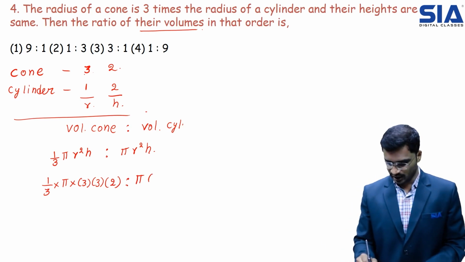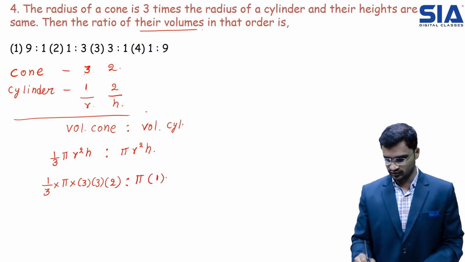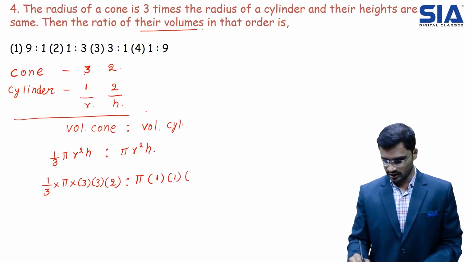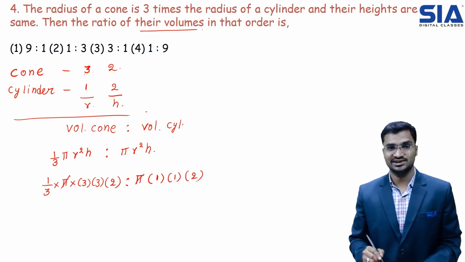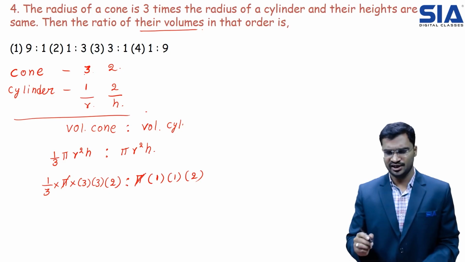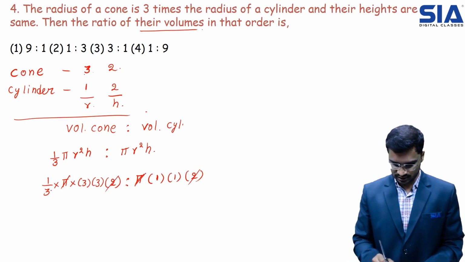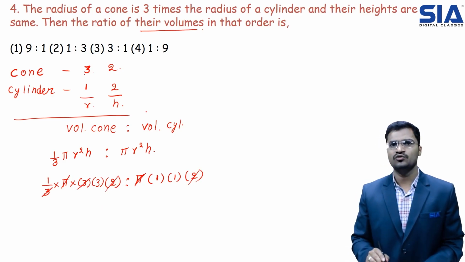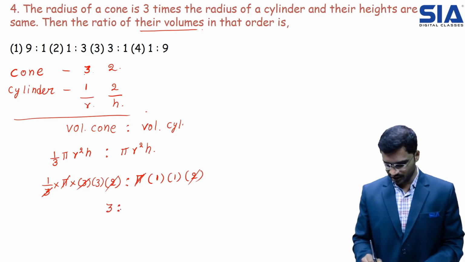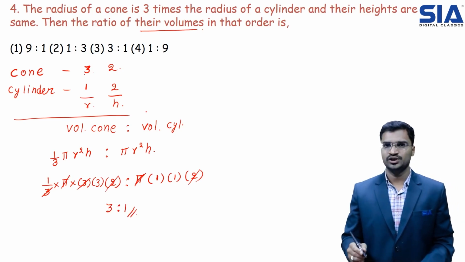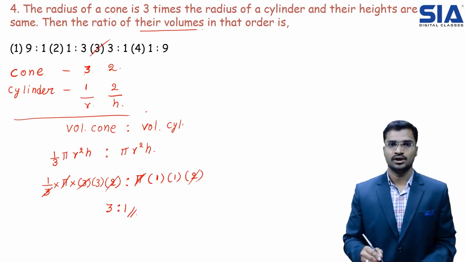So pi, the radius of the cylinder is 1. So 1 square is 1 into 1. The height of the cylinder is 2. So pi and pi get cancelled, as we are finding the ratio. 2 and 2 get cancelled. These 3 and these 3 get cancelled. Now we are left with only 3:1. So the ratio is 3:1, which is option 3.